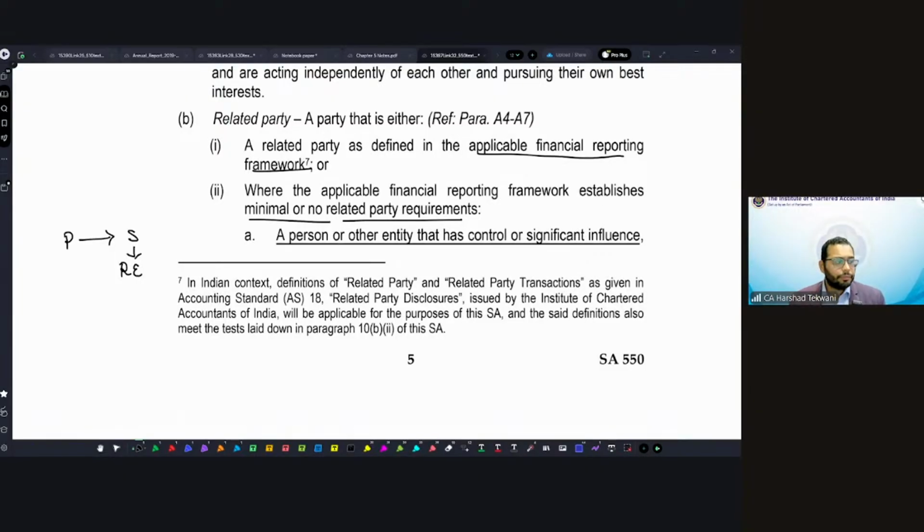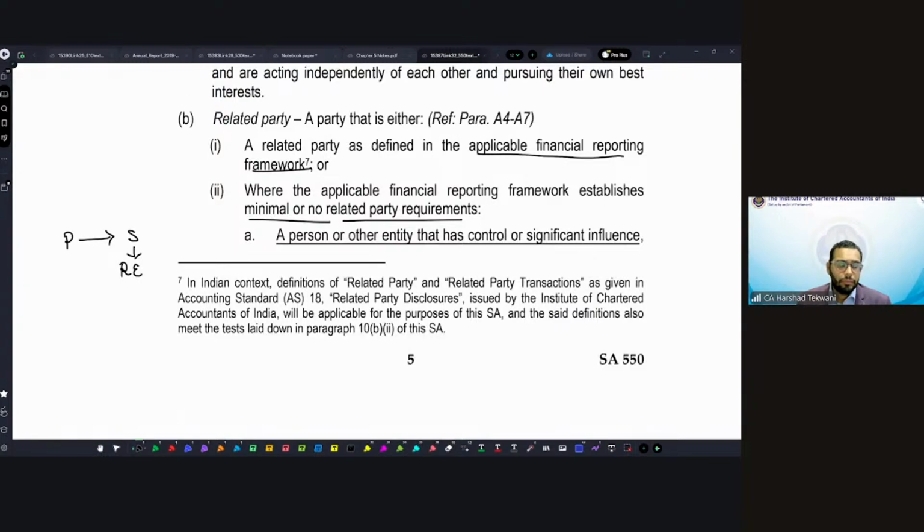Yeah. Arm's length price is the price at which the transaction is done between unrelated parties, and the same price is applied to the related party transaction. But is it written somewhere that transactions between related parties should be at arm's length price?